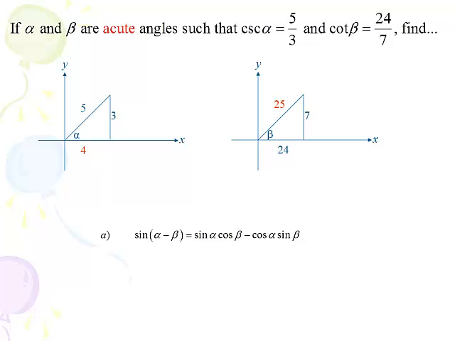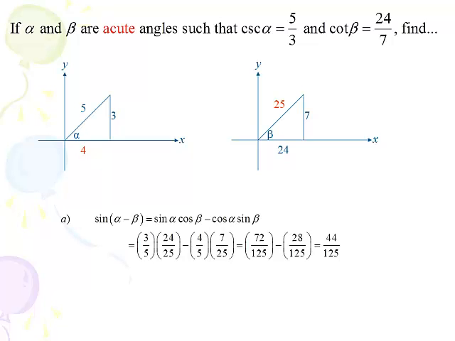So the sine of alpha minus beta is sine cosine minus cosine sine. And again, all we do is read them right off that triangle up there, both triangles up there. So the sine of alpha is 3/5. The cosine of beta is 24/25. And then minus the cosine of alpha is 4/5, and the sine of beta is 7/25. And we end up with 72 over 125 minus 28 over 125, and that gives us 44 over 125. And that's not too bad, finding the sine of alpha minus beta.